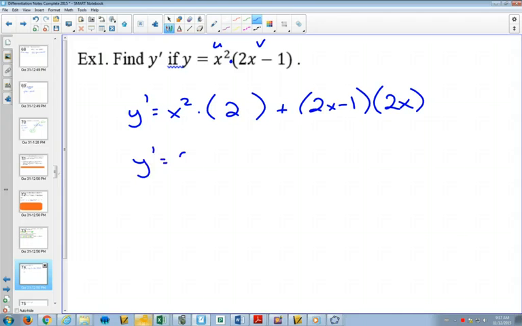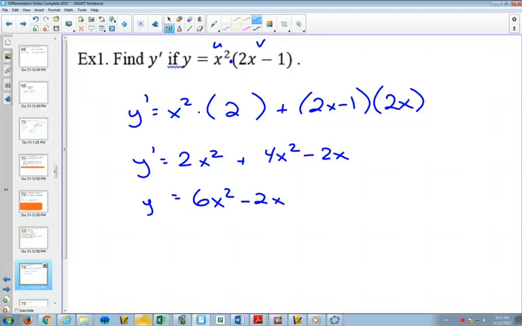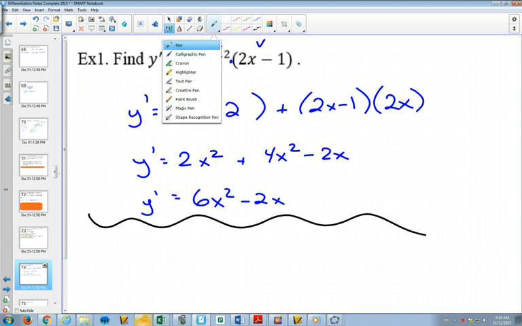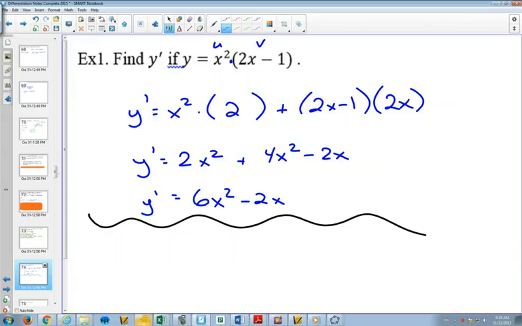Simplifying this, we're going to get 2x squared plus 4x squared minus 2x. Combine our like terms. And we get y prime equals 6x squared minus 2x. Now I mentioned once you get your answer and you've simplified it, look at your function and ask yourself, is there another way that I could do this?